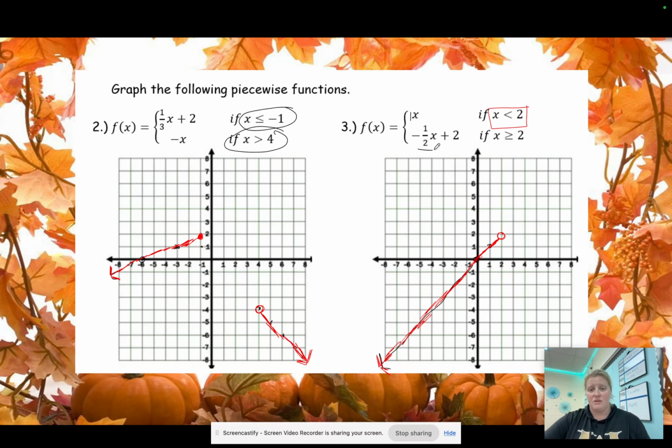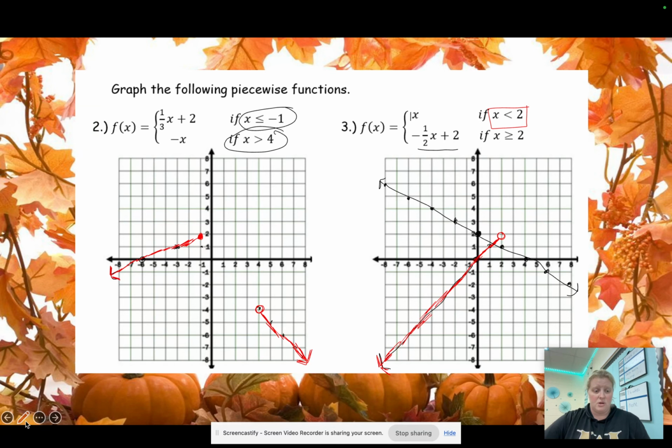This time we're going to graph -1/2x plus 2. So we're going to go up to 2. We go down 1, right 2, down 1, right 2, and so on. And same thing, you want to keep the pattern going. Up 1, left 2, up 1, left 2, up 1, left 2. Draw your line.